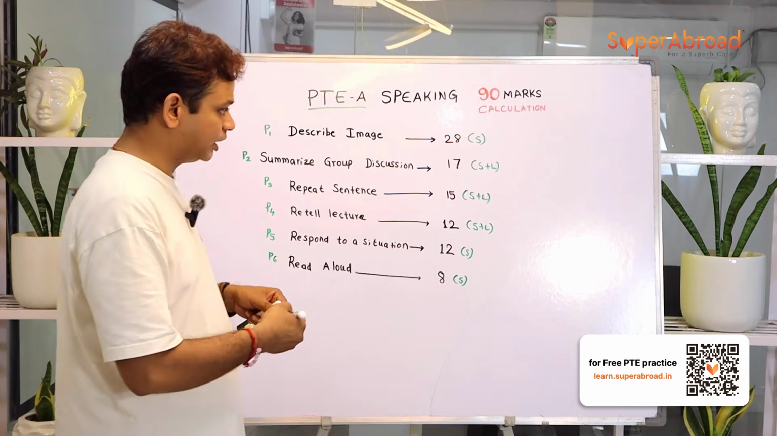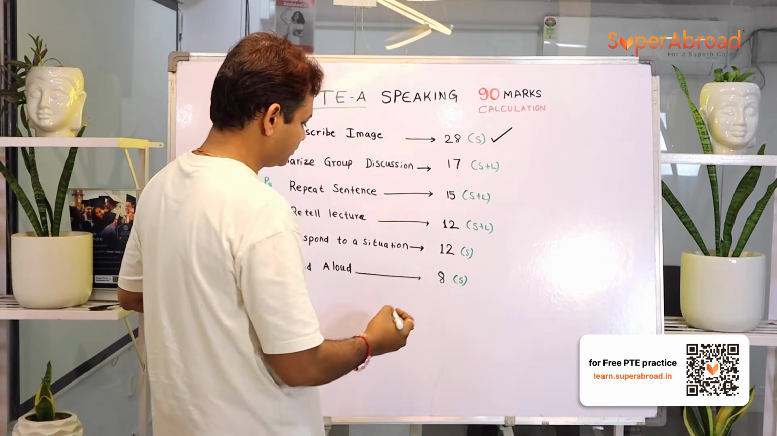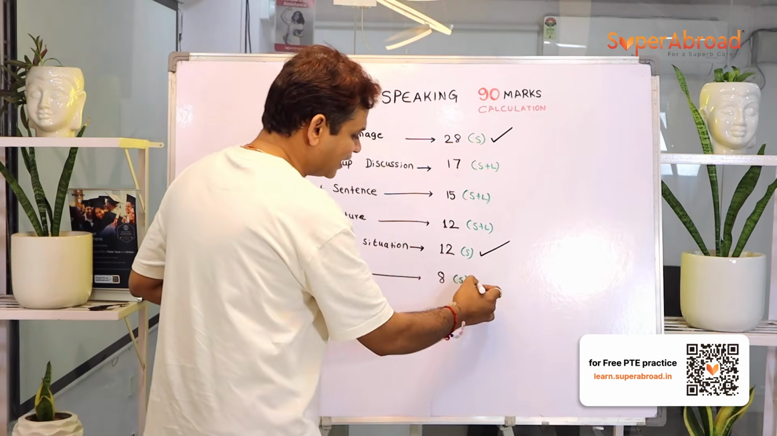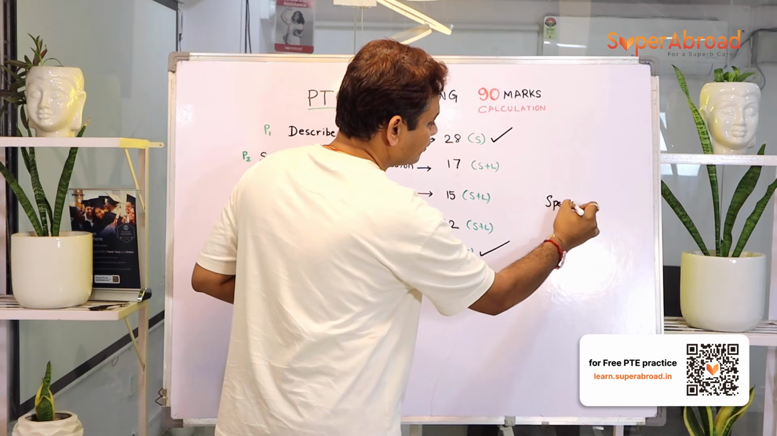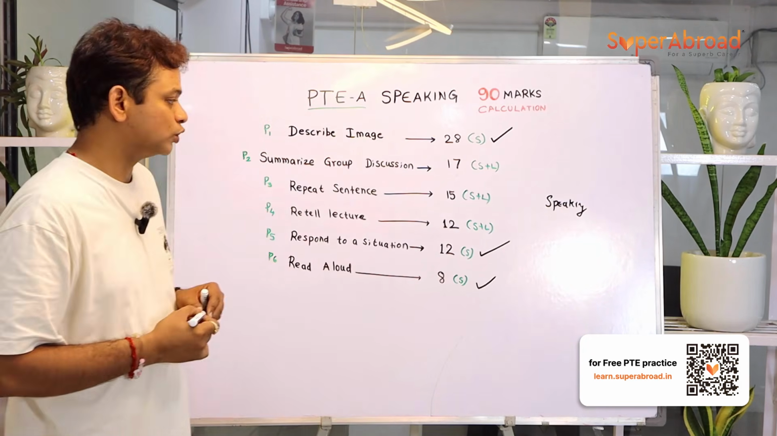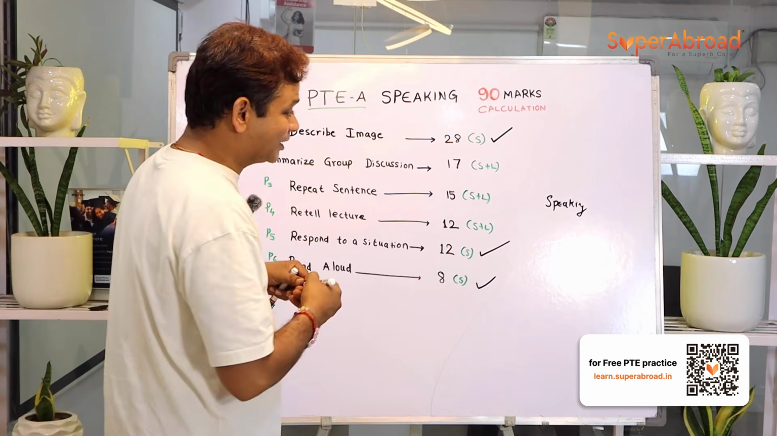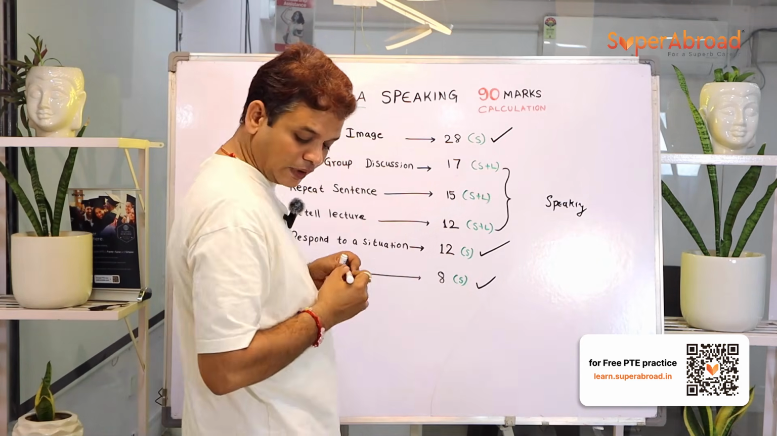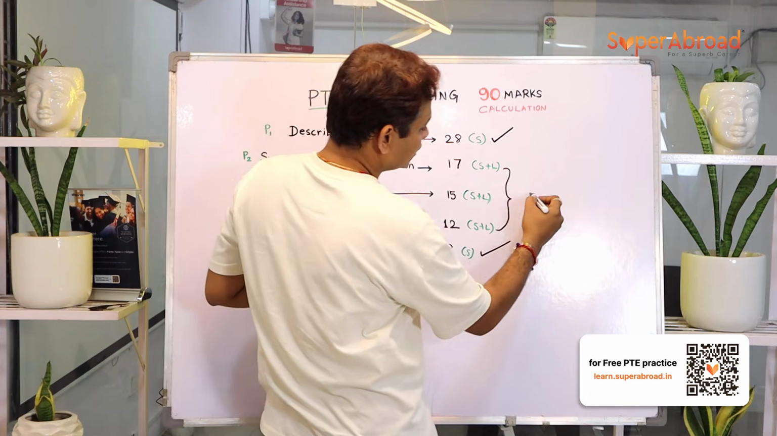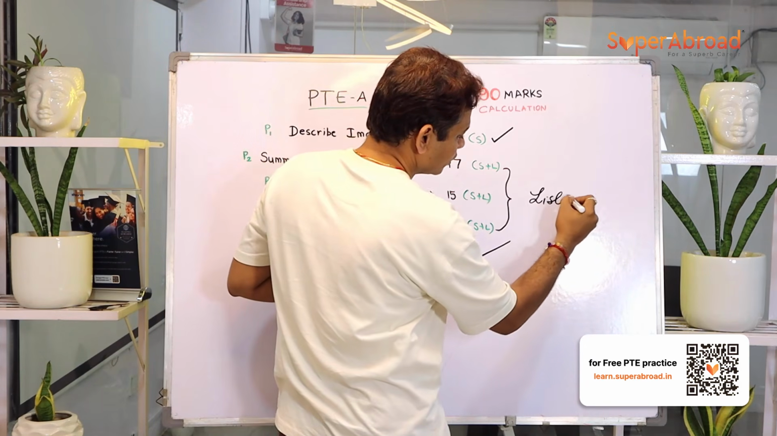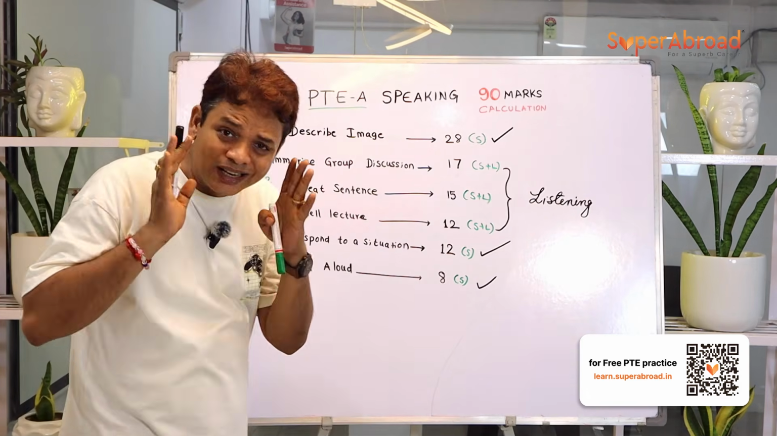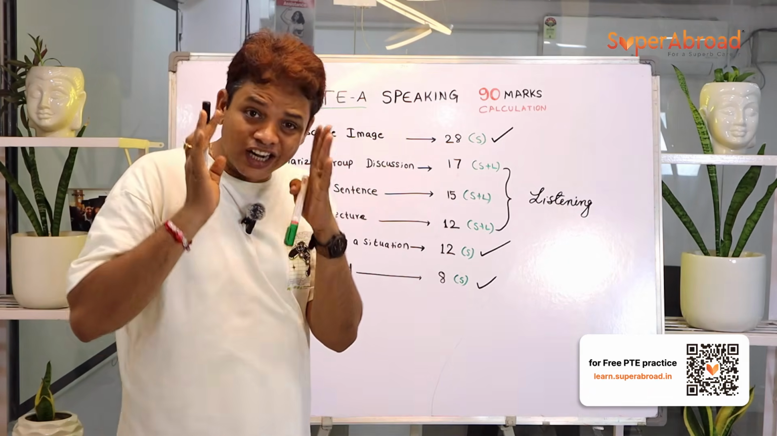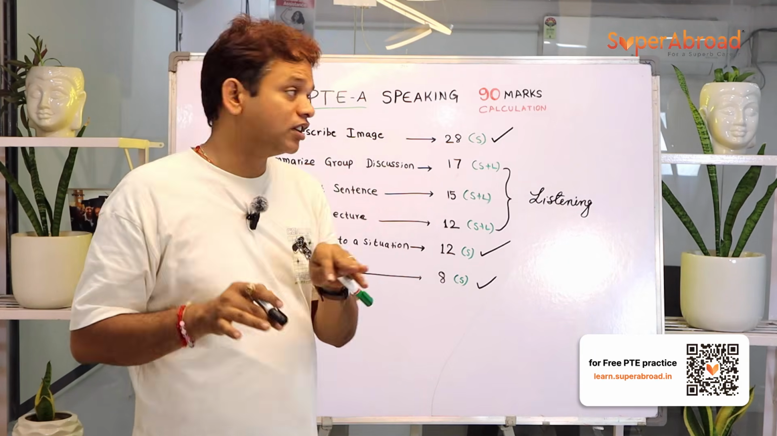So please see these 3 tasks: describe image, respond to a situation, and then read aloud. These are only speaking tasks, correct? They only give speaking score. They don't give you other scores. But the other 3, these 3 will give you what? Additional listening score, right? So I'm giving you the priority order so that your valuable time and your valuable energy can be channelized in a perfect manner.